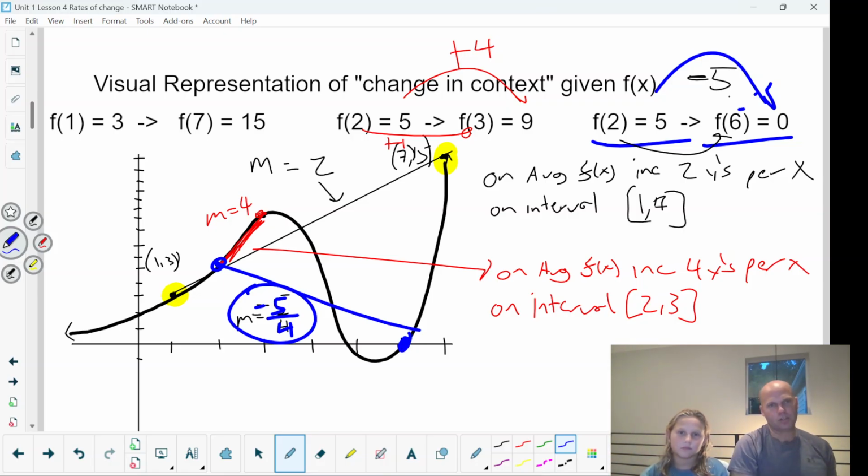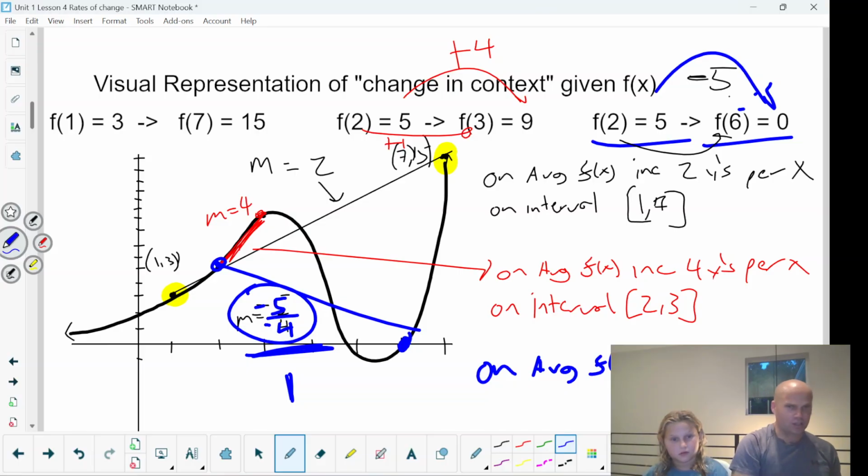But here's the key. We would say on average, my function is decreasing, and here's what we're going to do. We're going to make this a y's per x just by putting this number over 1. Yes, it's a fraction, but a fraction is just a number, negative 1.25 over 1. So we're going to decrease 5/4 of a y per x.